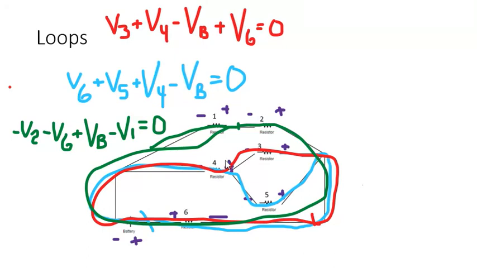So let's pick another one. I'm going to go this way. I'm going to go through here, and I'm going to go like this. So I can make that loop through 3 and 5. Now, I can't go through 4, back up, and go through 5. This is my loop, right? Or this is a loop.